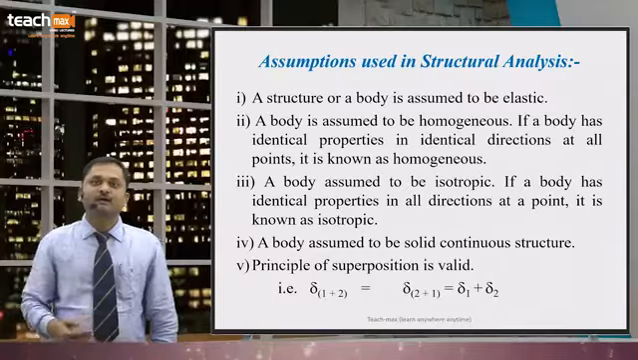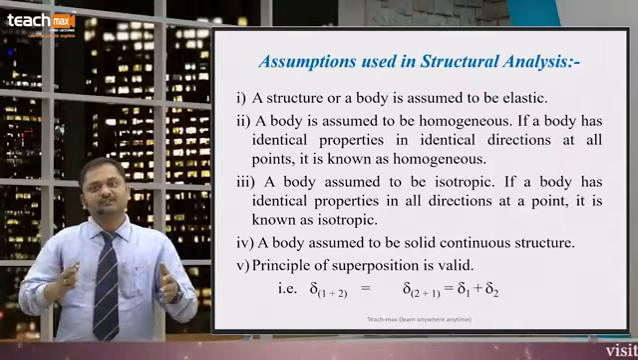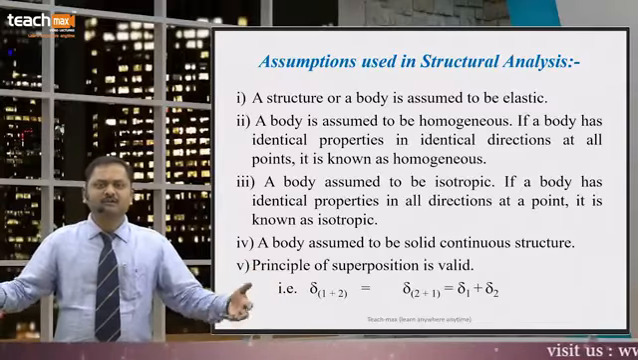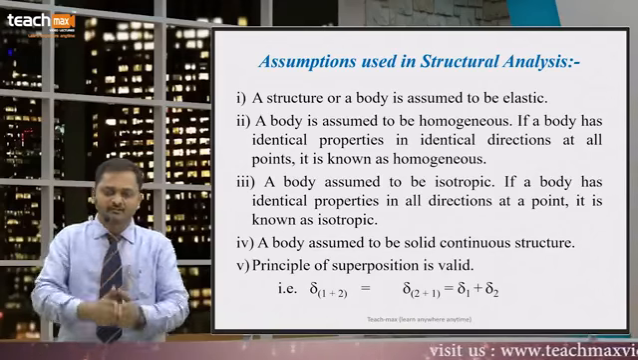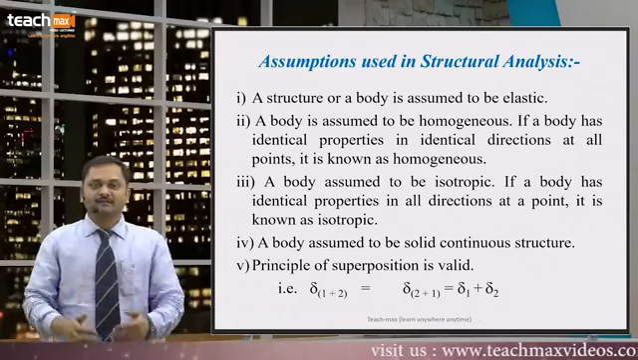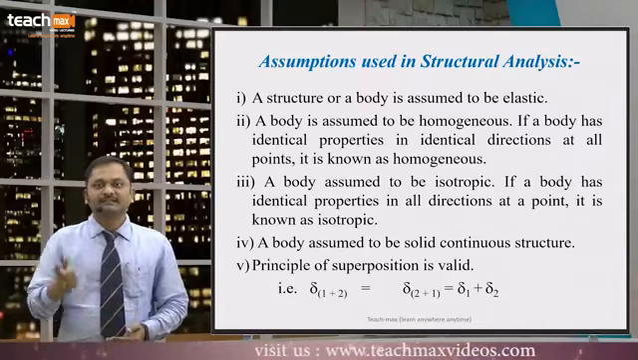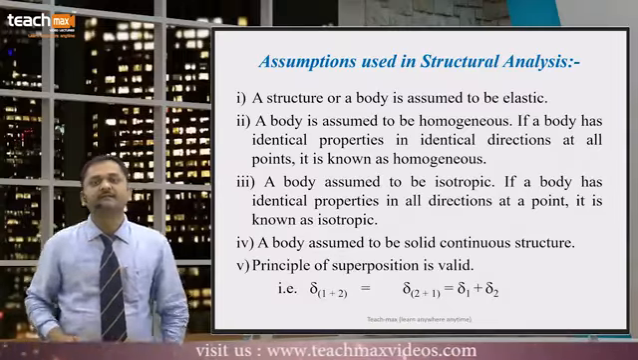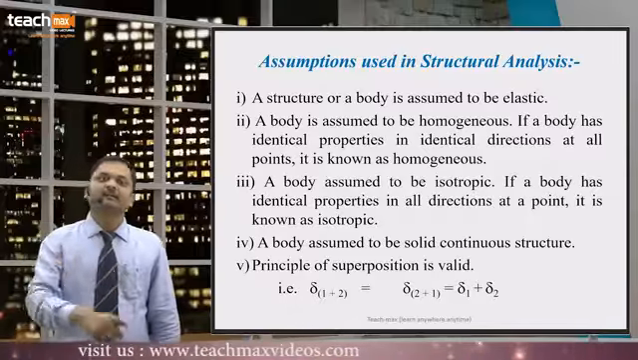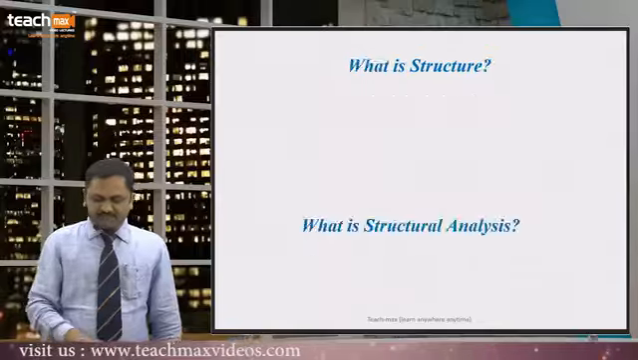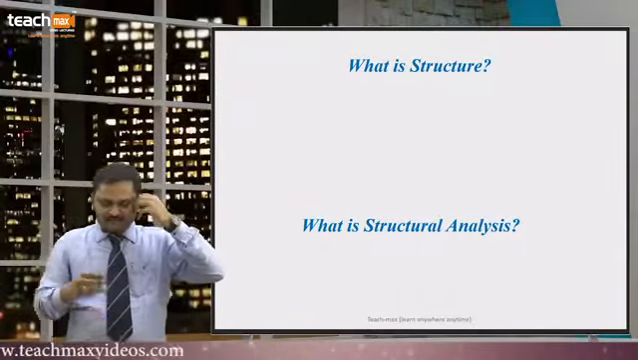So that is delta 1 plus 2 is equal to delta 1 plus delta 2. Two effects you can consider separately. N number of causes you can consider separately, and if you combine them together you will get the same result you want. So that is the principle of superposition. It is only and only valid if the material is perfectly elastic. So throughout structural analysis this principle is valid, and we are going to use it. I hope you understand these assumptions.